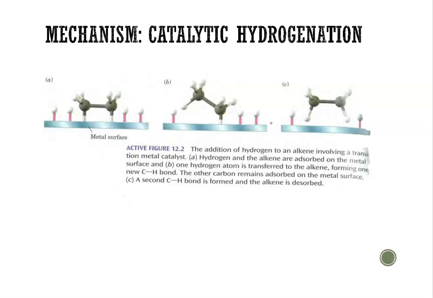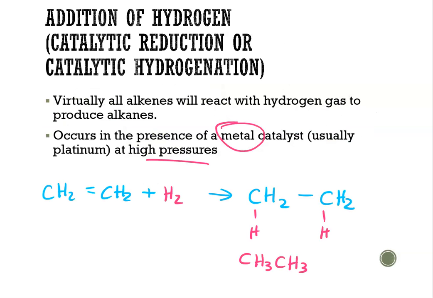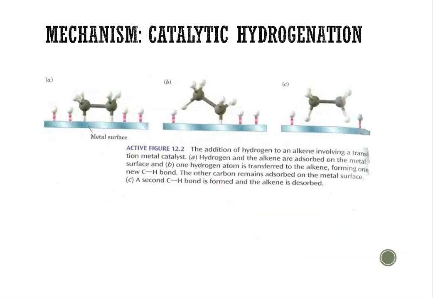So, as promised, these are our reactions of alkenes. I forgot here. I said it, but I forgot to put it. Platinum, and then it's usually at high pressures, which is 3 atm, high enough for this. I forgot to mention that. Okay, so that is all the reactions of alkenes that we're going to talk about.